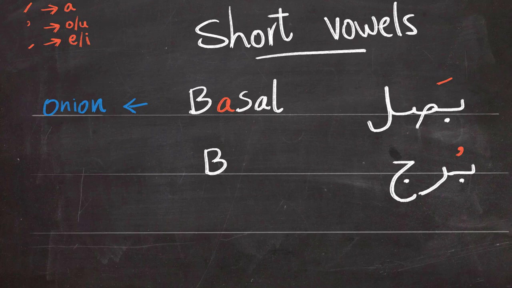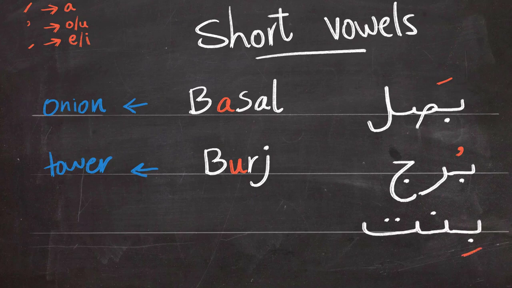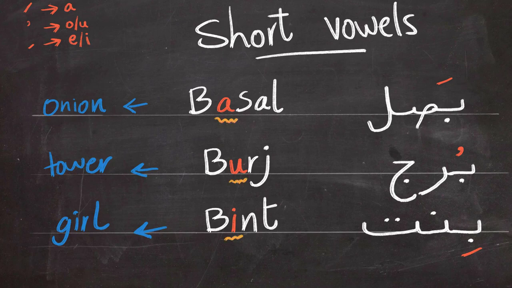The second example is burj. Burj. And it means tower. See the difference of ba in the first example and the second example. The first one we said ba, and in the second one we said bu. Burj. Basal. The third example is bint. Bint. And bint means girl. So, now see the different B sounds between all 3 of these examples. Ba, basal, bu, burj, bi, bint.